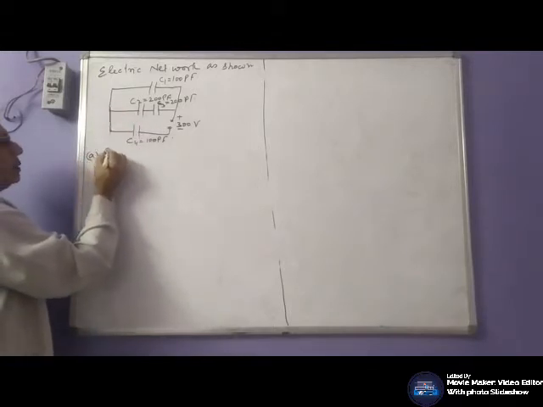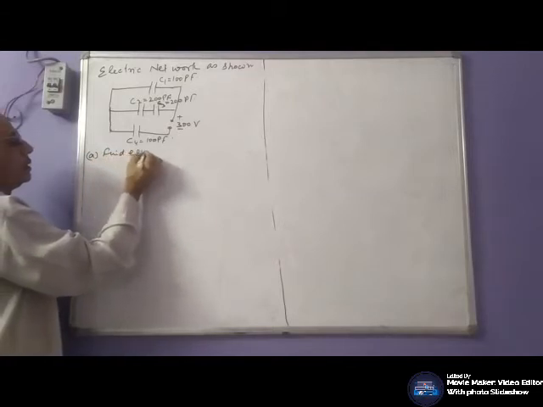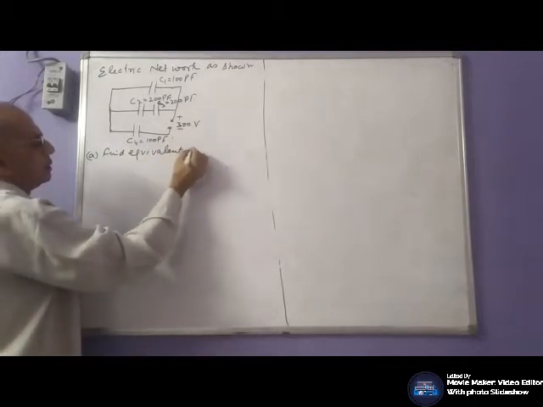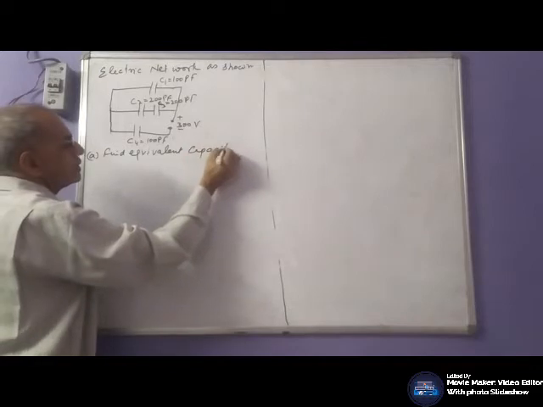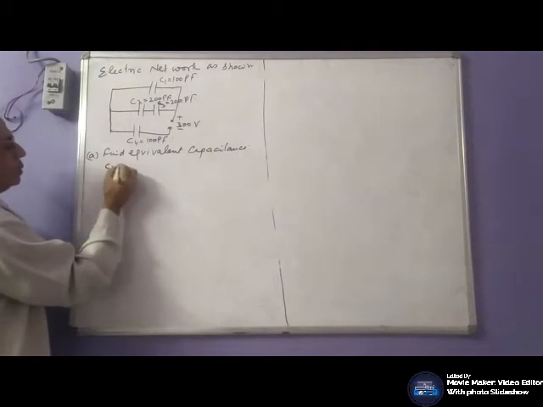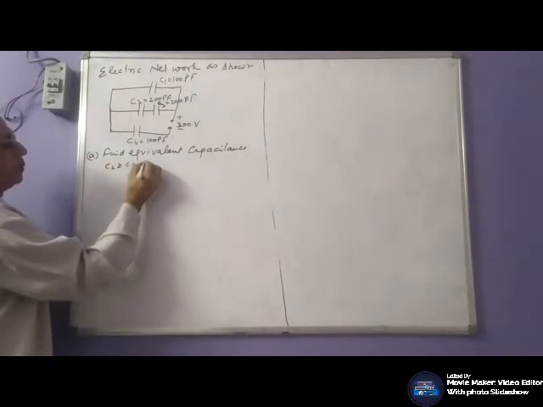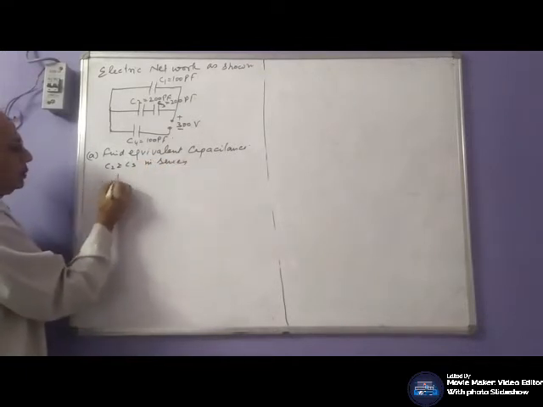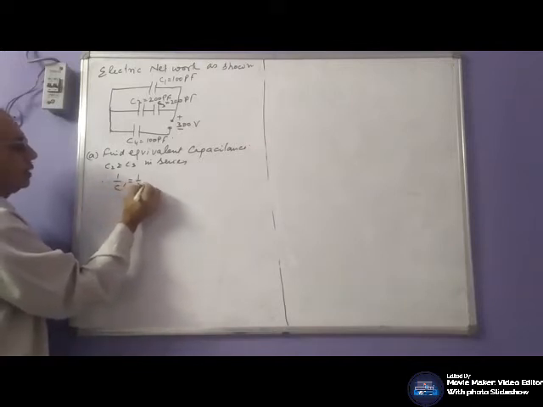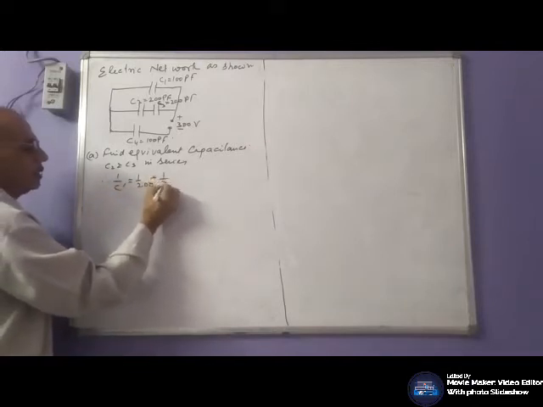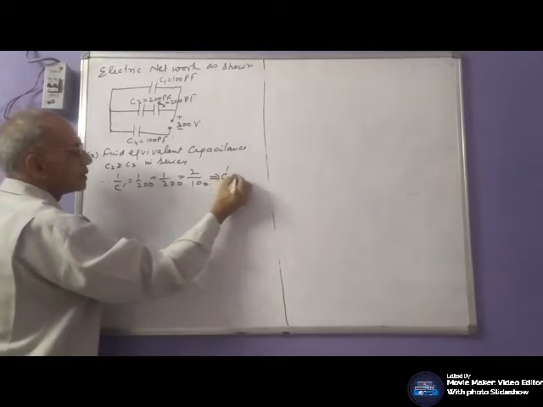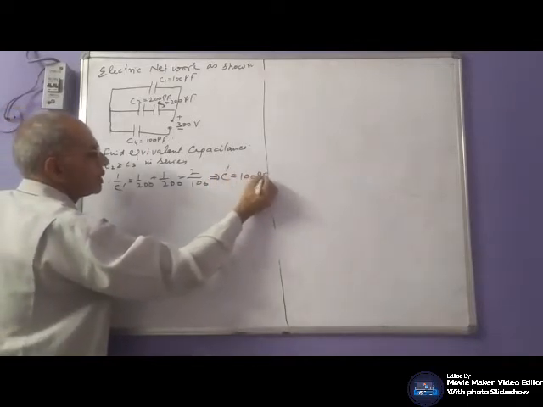A. Find equivalent capacitance. C2 and C3 are in series. Therefore 1 by C dash equals 1 by 200 plus 1 by 200, which is 2 by 200, so C dash is 100 picofarad.